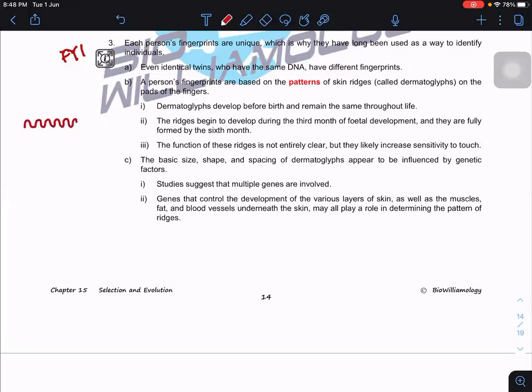Scientists until now are still not so sure why we have a lot of folding like this. They talk about maybe increasing the sensitivity of touch. So that's why we have the folding, it gives us more touch receptors. These are actually controlled by our genes, which give us different patterns, but during the development of the fetus in the uterus, somehow this folding will have some modifications.